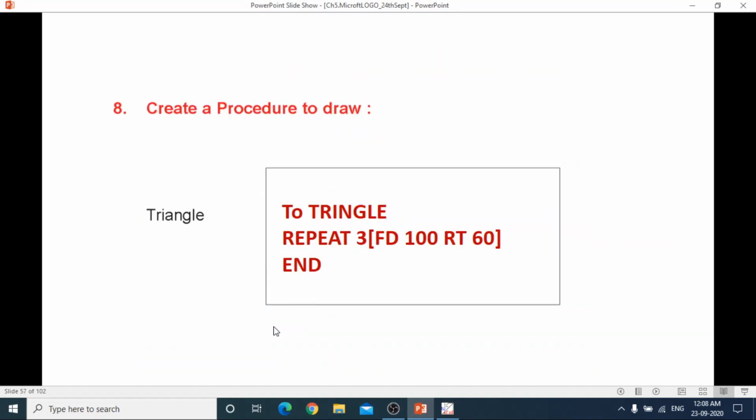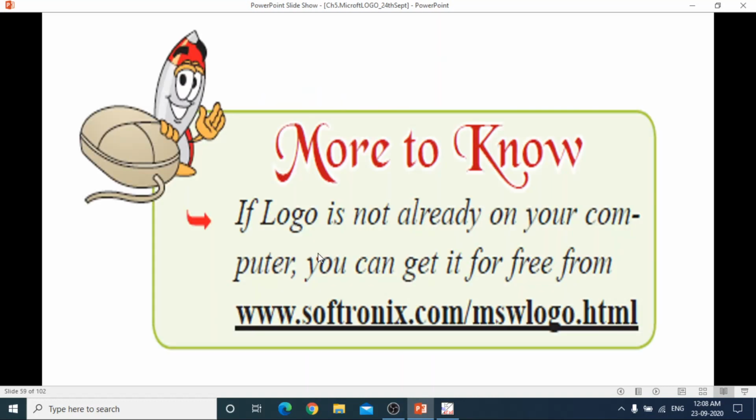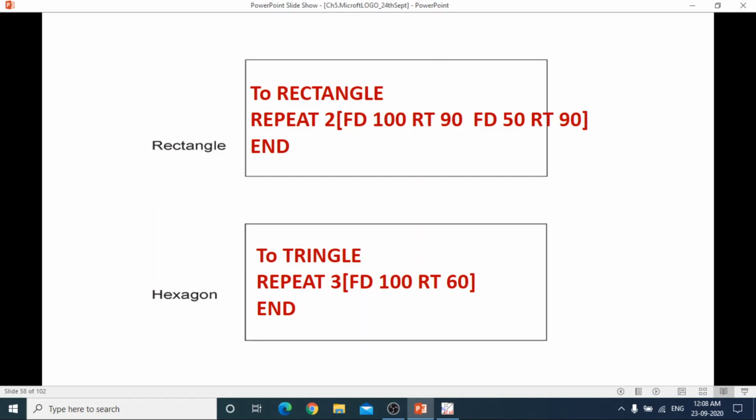Now, create a procedure to draw a triangle. Simple. First we give the name of the procedure. How? Using TO. Okay. This is the title of the procedure, TO triangle. And then the repeat command and then END. Okay. In the same way, for rectangle we have the title TO rectangle and then repeat and then END. Okay. And for hexagon, here it is written triangle. I will change it. You have to write hexagon here. Okay.